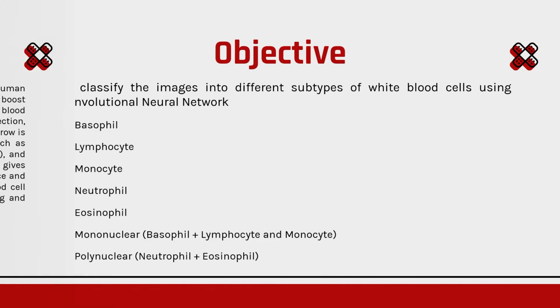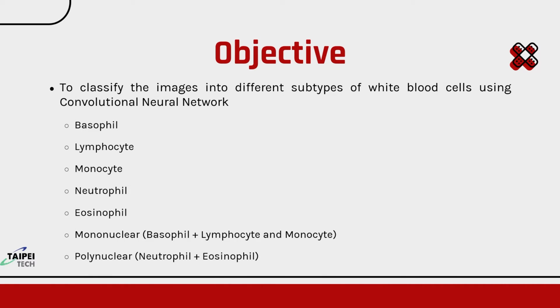Our main objective is to classify the images into different subtypes of white blood cells using a convolutional neural network. The subtypes are basophil, lymphocyte, monocyte, neutrophil, and eosinophil. They can be grouped as mononuclear, which is composed of basophil, lymphocyte, and monocyte, and polynuclear, which is composed of neutrophil and eosinophil.